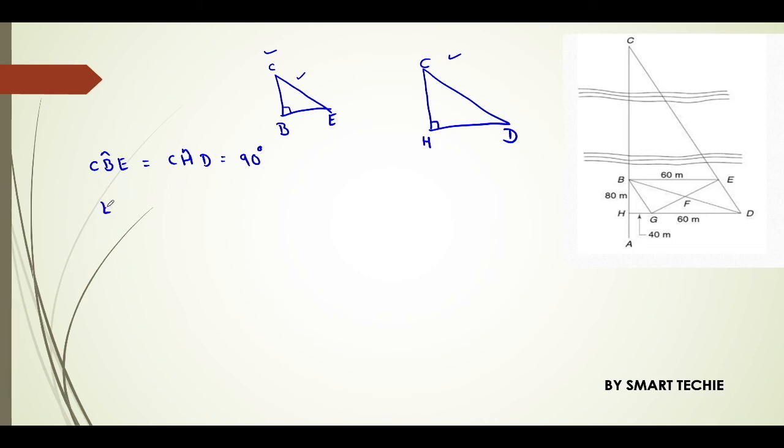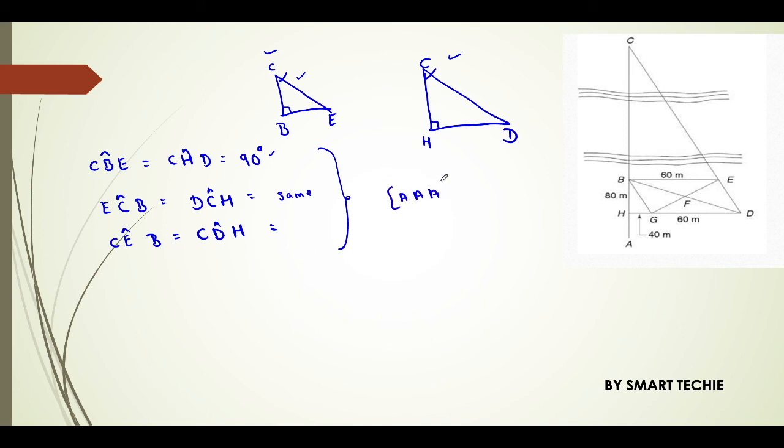So next, angle ECB is equal to DCH. This is the same angle, so angle C and angle C are the same. So when we have 90 degrees and this same angle, the third angle also will be equal. So these triangles are similar by properties of angles. When these two triangles are similar, we can take the proportion of the sides. So we'll consider CB upon CH is equal to BE upon HD.